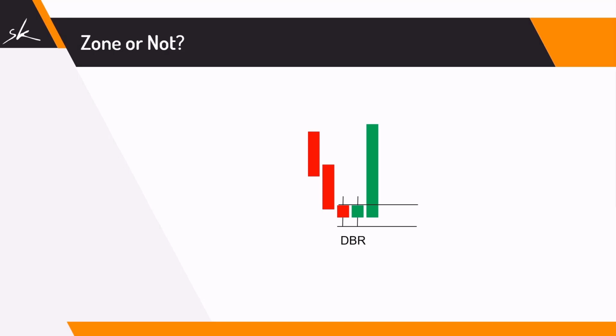Let's look at an example. Here we have a structure of demand zone which is a drop base rally. From this demand zone we anticipate price to move up. Therefore, when the price retraces into the zone, we will be going long and stop loss will be below the distal line. When the price retraces back to this zone, the zone gets violated and price starts moving up.